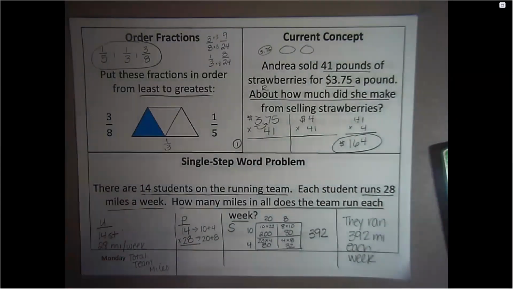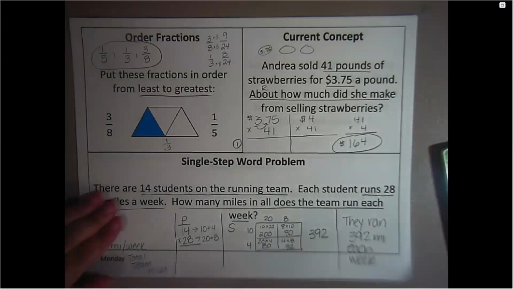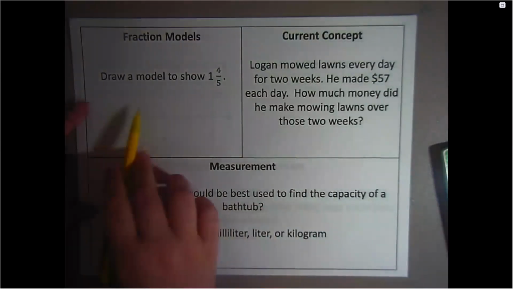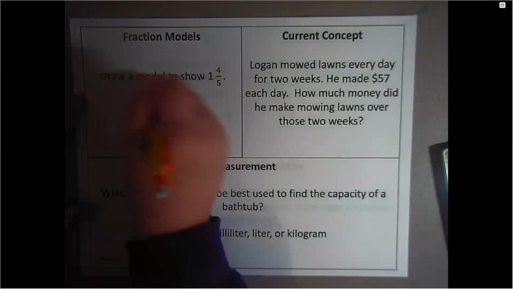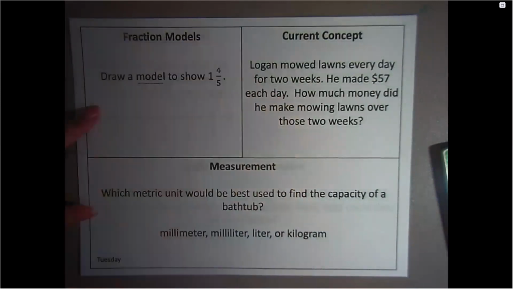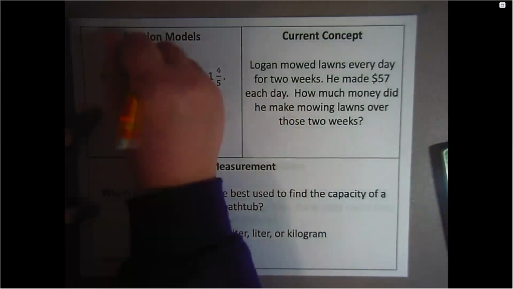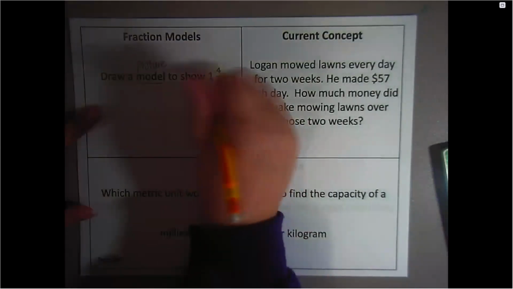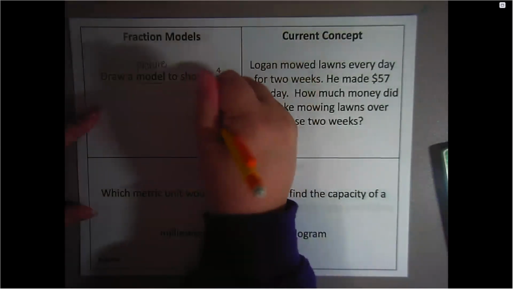And that is the answer to Monday's spiral review. All right, let's move on to Tuesday. It says Tuesday, day or problem 1, it says draw a model to show 1 4/5. A model is a picture representation.